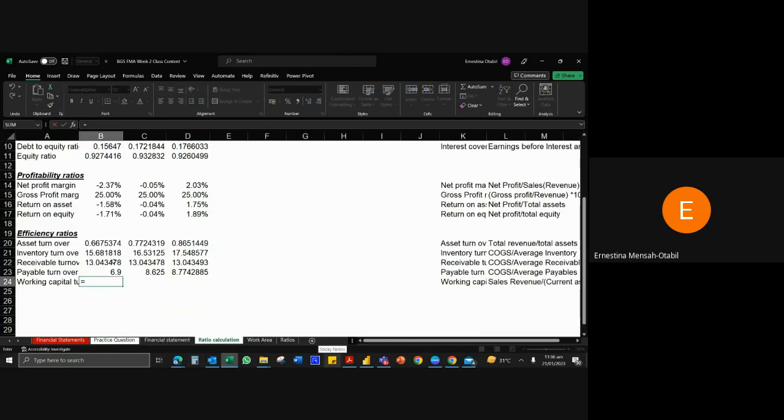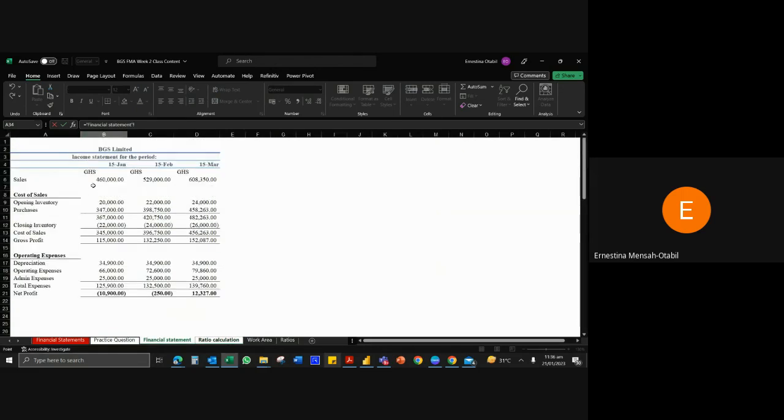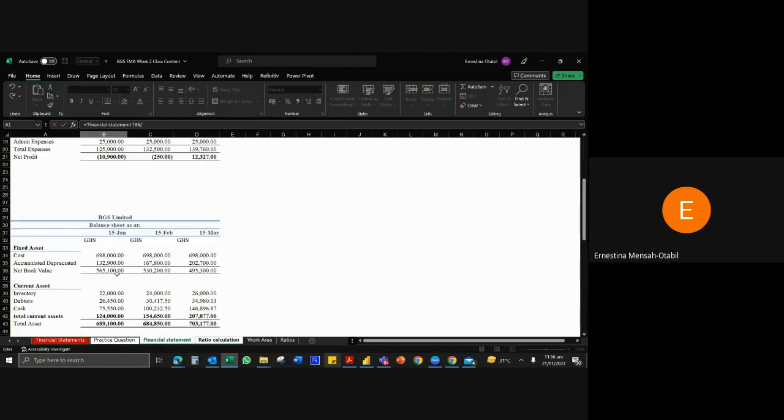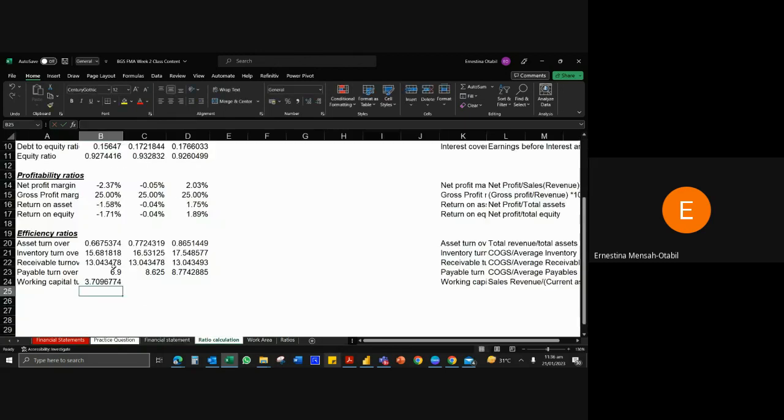Equal to sales over your total current assets, and this is what we are getting, more than one. So it means that the company is very efficient in managing the working capital. So that is it for the ratios.